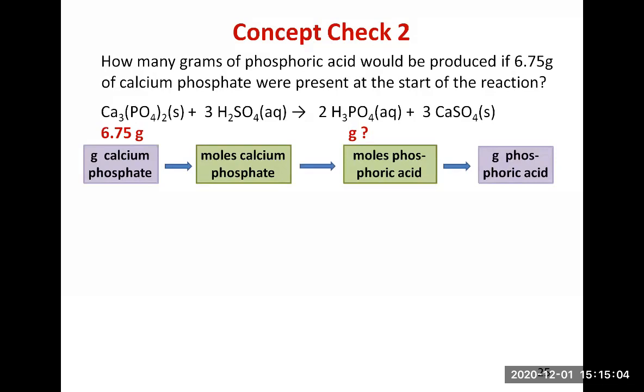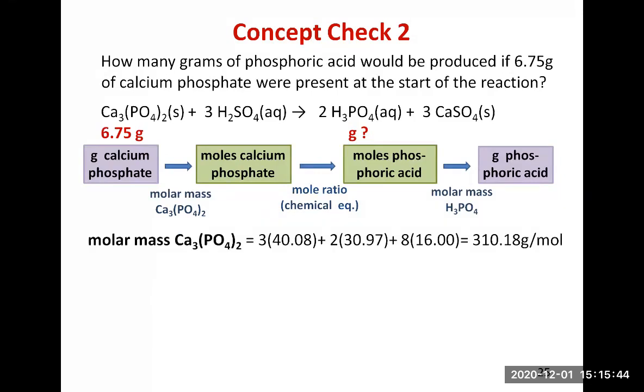So the first conversion will require the molar mass of calcium phosphate, Ca3(PO4)2. The second step will require a mole-to-mole conversion, and for this we will use the chemical equation coefficients that are given above. And finally, to change the moles of phosphoric acid to grams of phosphoric acid, we will use the molar mass of phosphoric acid, which is H3PO4. So let's calculate those molar masses.